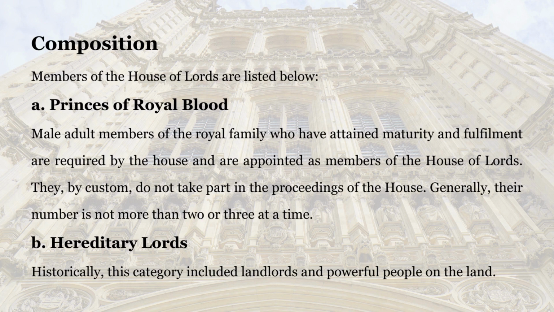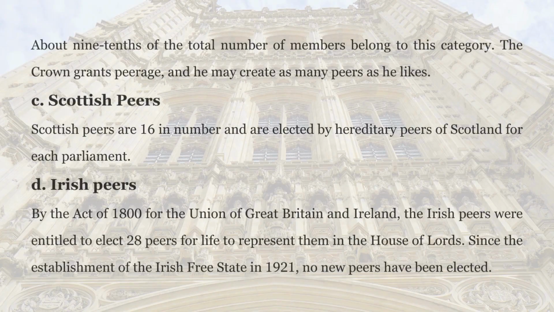B. Hereditary lords. Historically, this category included landlords and powerful people on the land. About 9/10 of the total number of members belong to this category. The Crown grants peerage, and he may create as many peers as he likes. C. Scottish peers. Scottish peers are 16 in number and are elected by hereditary peers of Scotland for each Parliament.